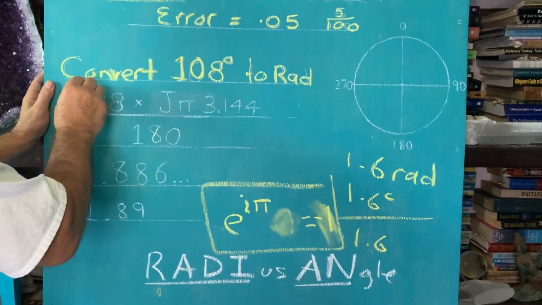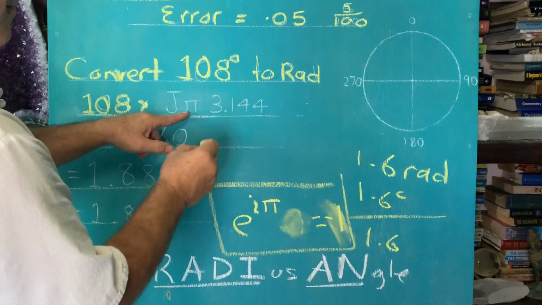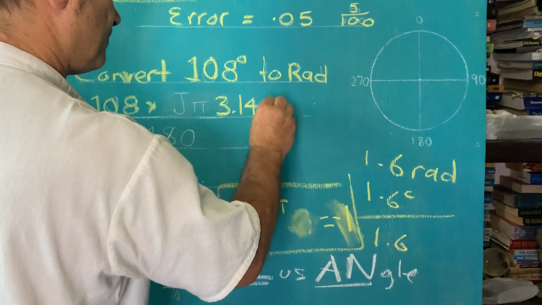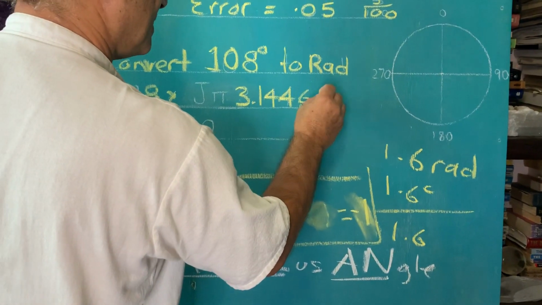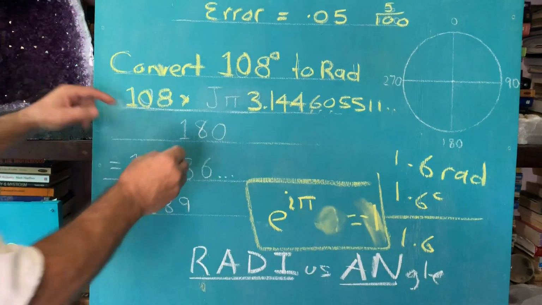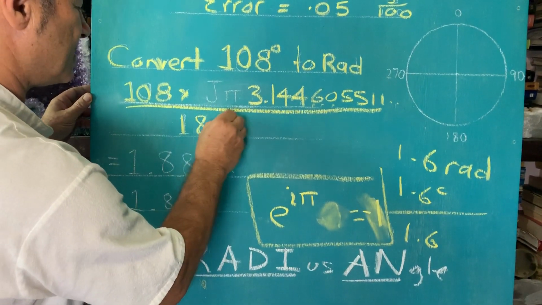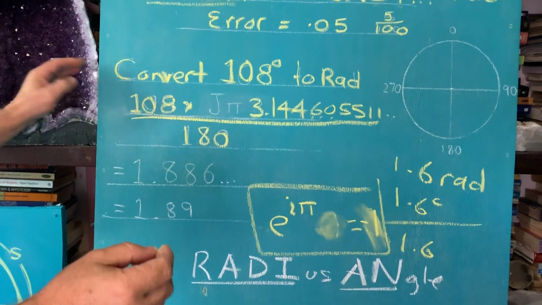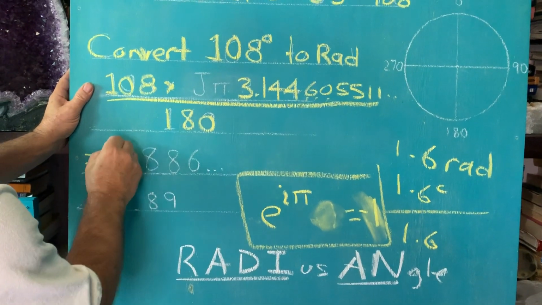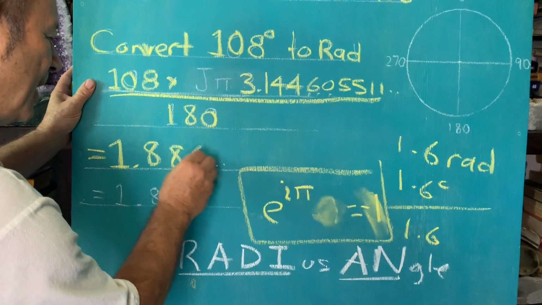So the secret is to multiply 108 times the true value of pi, which is 3.144. It goes on like 6, 0, 5, 5, 1, 1. It goes on and on. And we have to divide that by 180. This is a formula which we can explain later. When you calculate 108 times 3.144 divided by 180, we've converted degrees to something like 1.886, and that goes on and on.